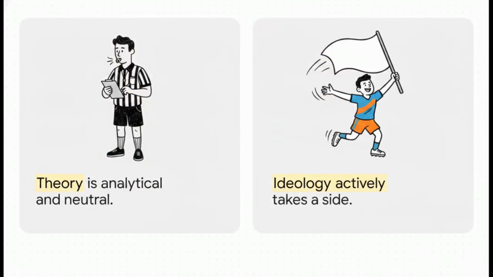Now, before we go any further, we really need to clear up a very common confusion. People mix up theory and ideology all the time. But listen, political theory is analytical and neutral. Political ideology, on the other hand, things like capitalism or socialism, actively takes a side. Think of it this way. Political ideology is like putting on a team jersey and fighting to win the game. Political theory is being the referee and the analyst, looking completely objectively at the rules of the game itself without any bias. Make sense, right?